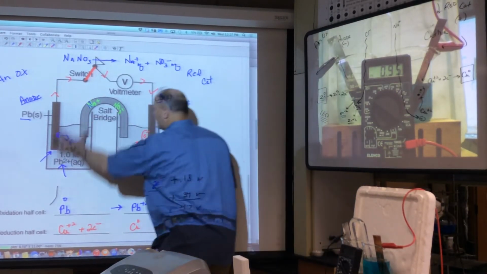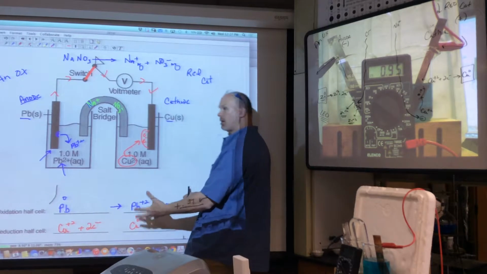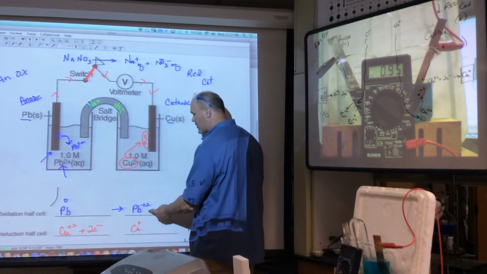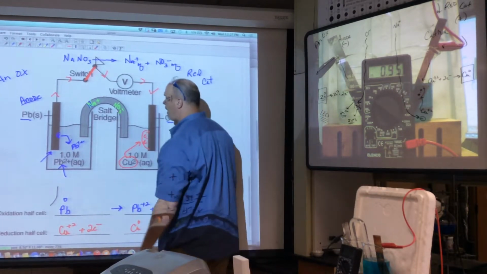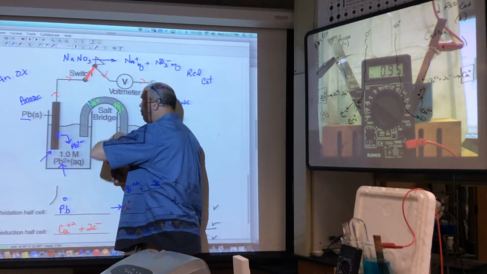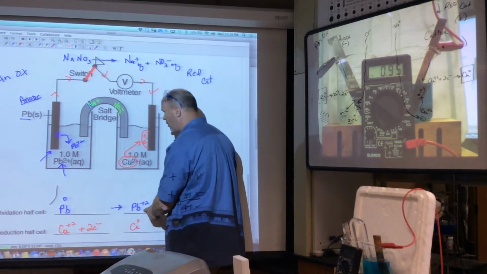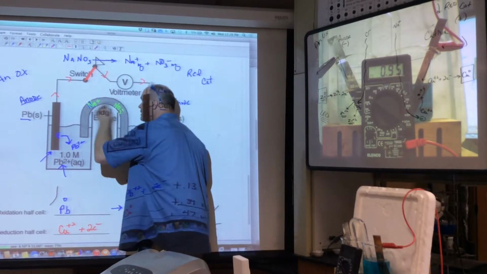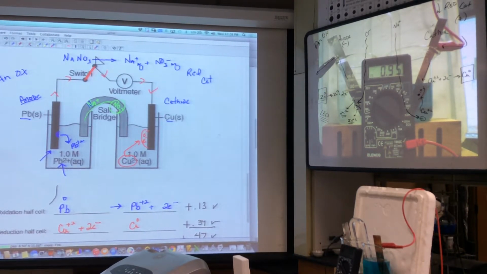Over time, in the oxidation side, the place that's the anode, an ox, LEO the lion says GER, losing electrons. It's all the same stuff. I'm losing electrons because I'm building up Pb plus 2. The result of passing electrons is that this builds up. So we have to combat this increase of positive, because electrons can't go away from a positive. How can I make this electrically neutral? As positives are building up, NO3 minus has to come down. The negative charge comes down through the salt bridge, ions flow, and they keep this beaker from getting positive.